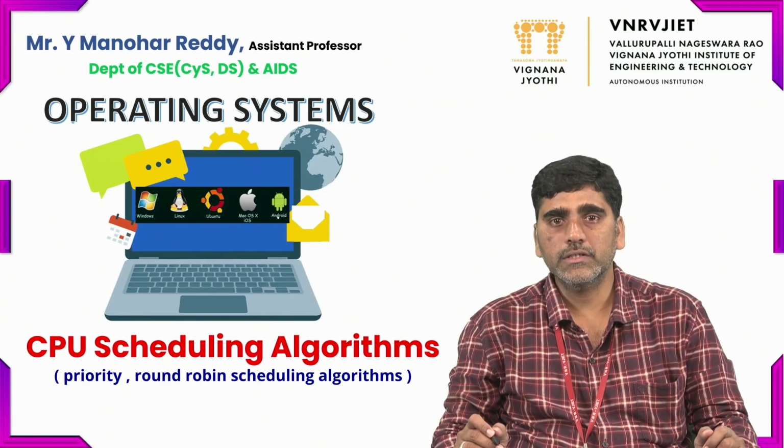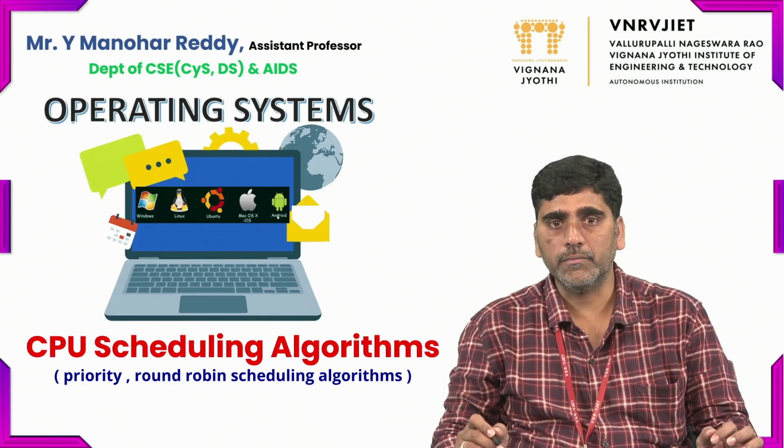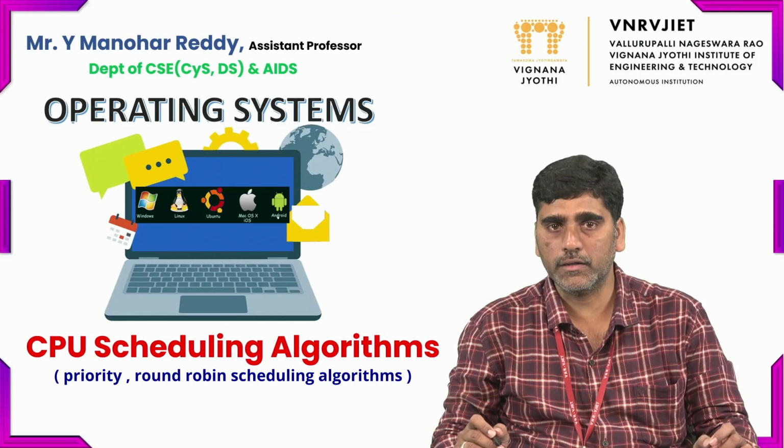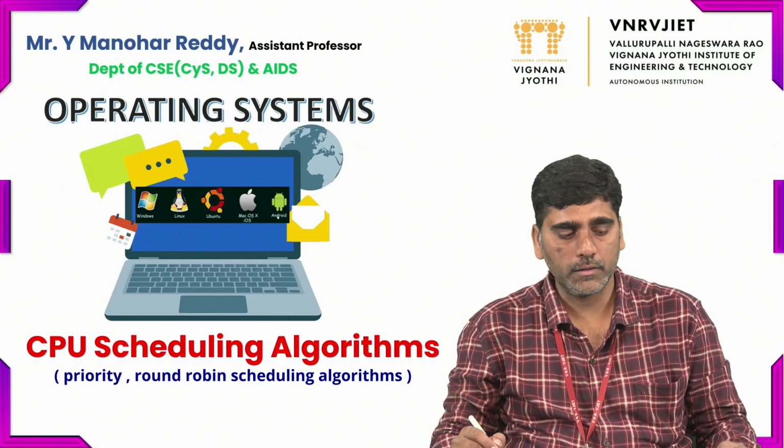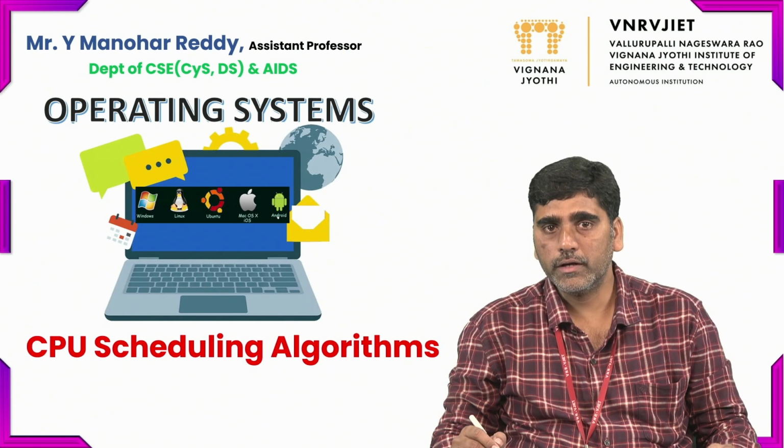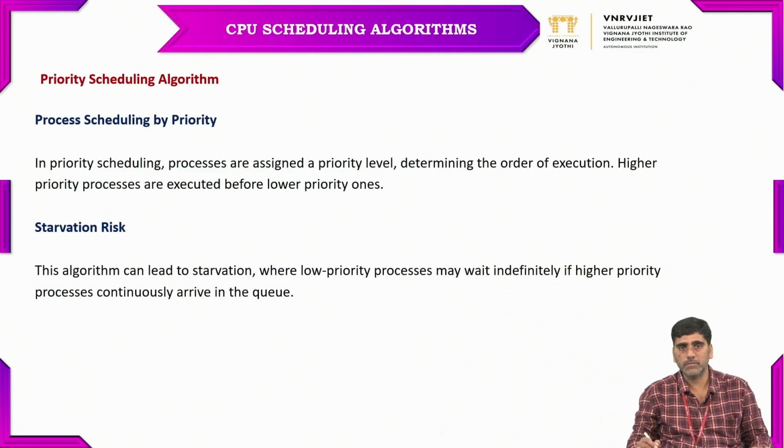Let us continue with the session where we stopped in the previous session, CPU scheduling algorithms. In the last session, we completed two scheduling algorithms: one is first come first serve and the second one is shortest job first. Now let us continue with the next scheduling algorithm, the priority scheduling algorithm.